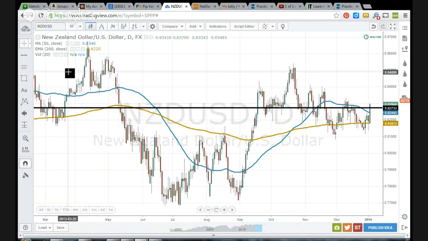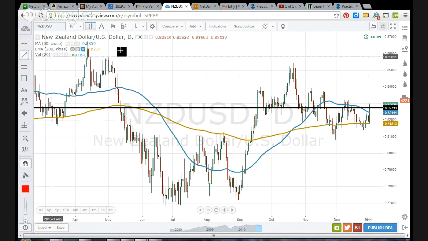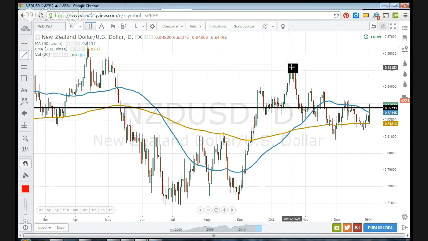Now we may have a Kiwi dollar. This is also an interesting bear setup. NZD USD. Excuse me. This is also an interesting potential bear move. We have a pattern of lower highs. You can see that on the screen. I'll actually draw that trend line. So a pattern of lower highs.